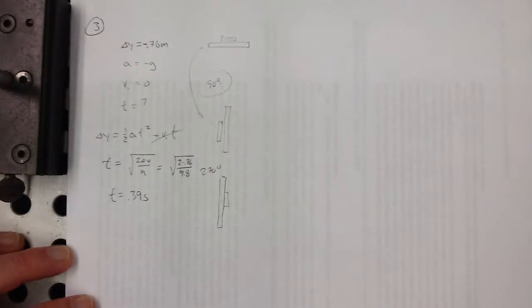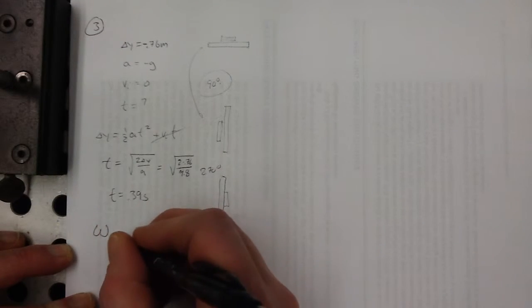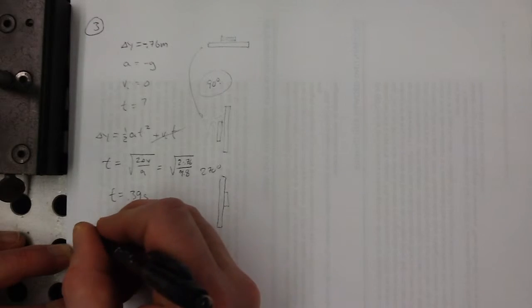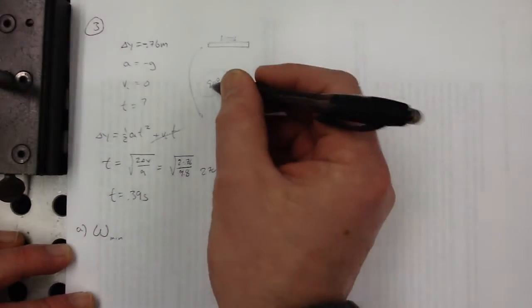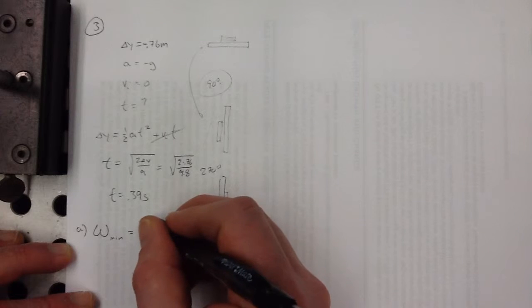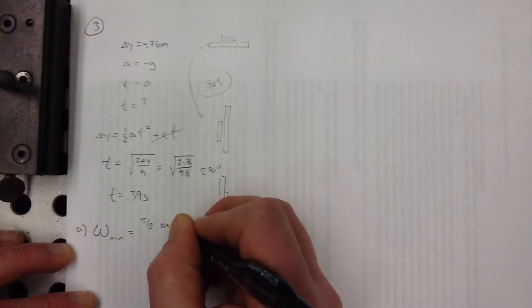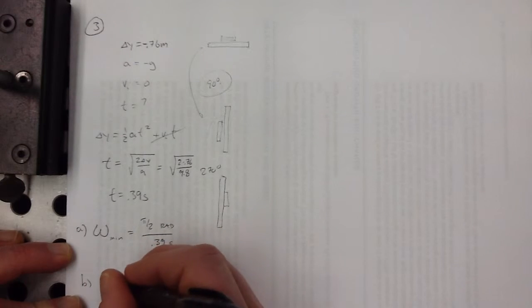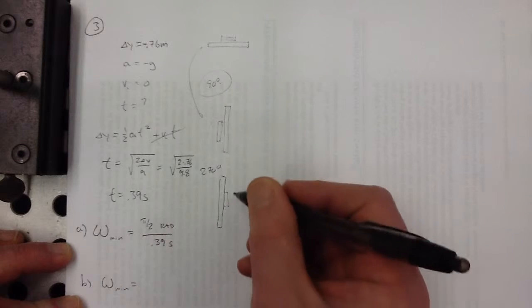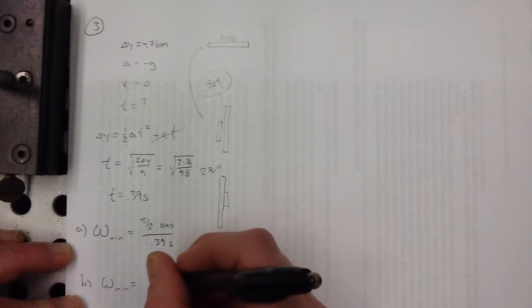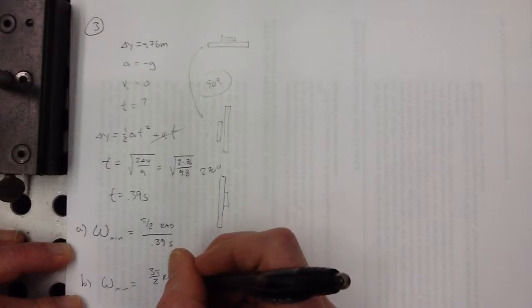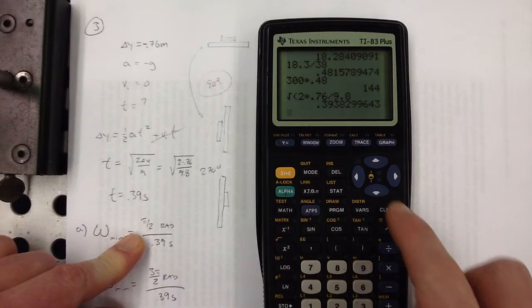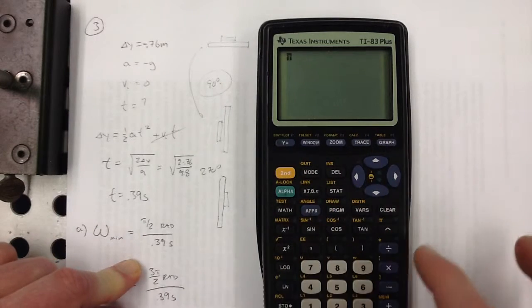So the minimum angular speed would be covering this much distance, so I guess this is the answer to part A. Minimum angular speed is if we cover 90 degrees, which would be pi over 2 radians in 0.39 seconds. And then the maximum angular speed would be covering 270 degrees, or 3 pi over 2 radians, in, of course, the same amount of time. So I just find values for those.